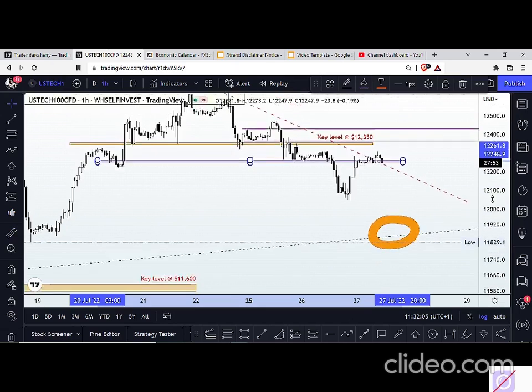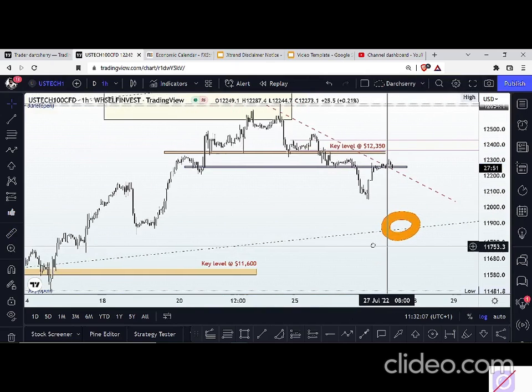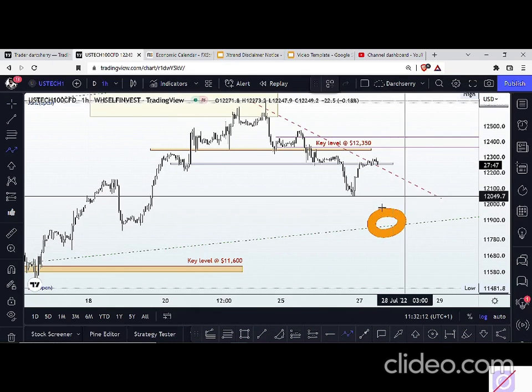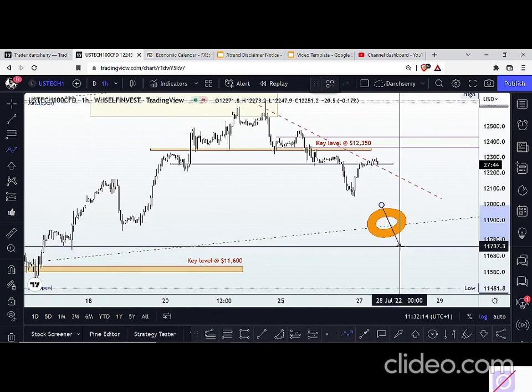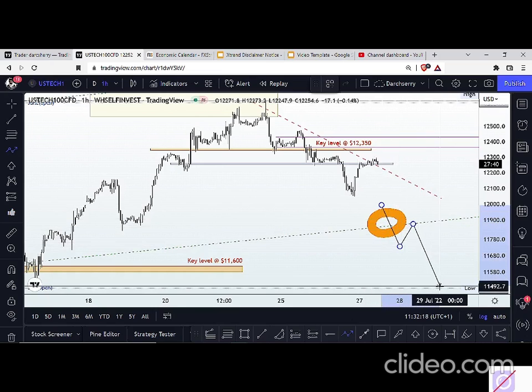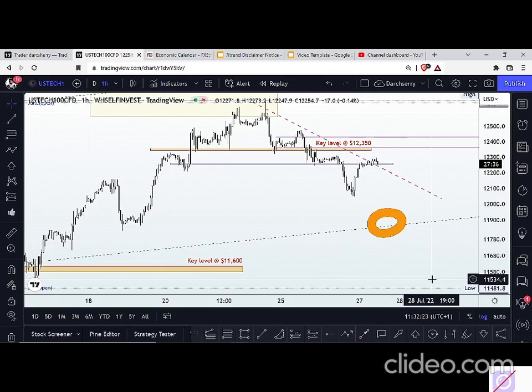Also a caveat here: if price breaks down this trend line, that is, if we see a breakdown of this trend line, then we want to wait for price to do a retest of the structure to give us further confirmation to join the decline. So that is my scenario here on the US tech.